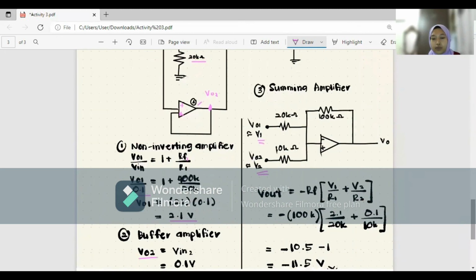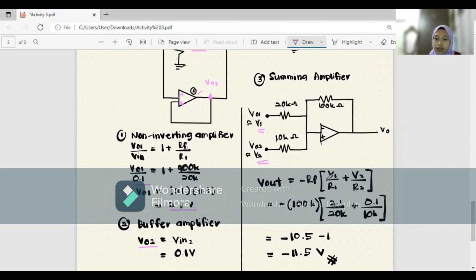In the summing amplifier, we must use the formula V output equals negative RF in bracket V1 over R1 plus V2 over R2. We know that RF in this summing amplifier is 100 kilo ohm, so we can just substitute 100 kilo ohm. V1 is the first input voltage in the summing amplifier, which is what we just found, 2.1 volt. So substitute 2.1 over R1. For the first input, we have 20 kilo ohm as R1. So put it in here.